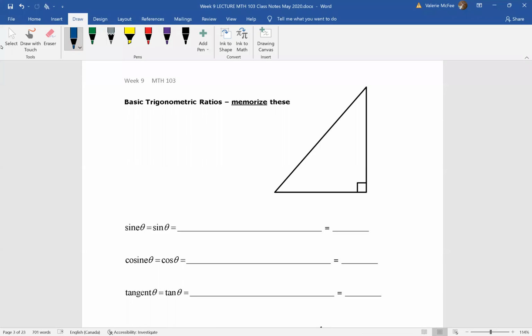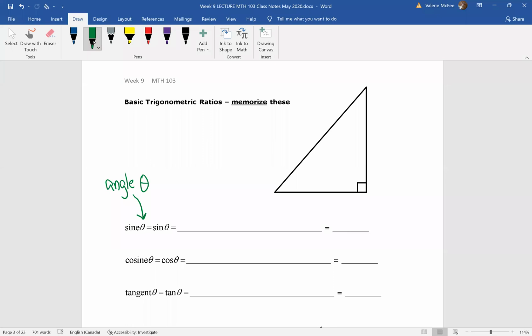I hope you're already familiar with the basic trigonometric ratios. We have, first of all, the sine of theta. Now remember that theta always represents our angle measure. So anything written beside sine, cosine, or tangent is our angle, either in degrees or radians. If you look on a calculator, you're going to see sine abbreviated SIN.